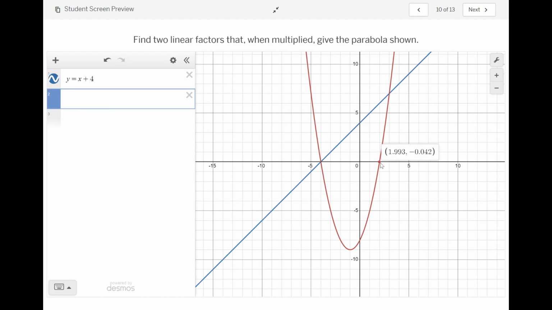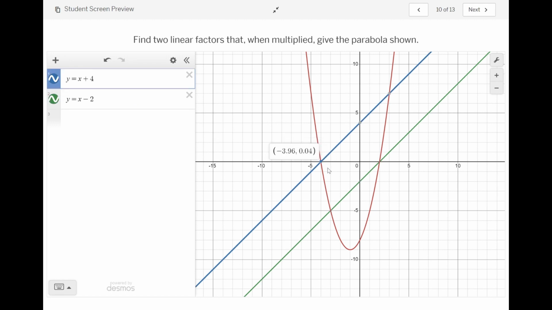I want one that goes through the point 2, 0. Y equals x plus 2. That's not quite it. I got to go the other direction. Let's do -2. There we go. So we got -4, 0 went through there. That's our x-intercept.